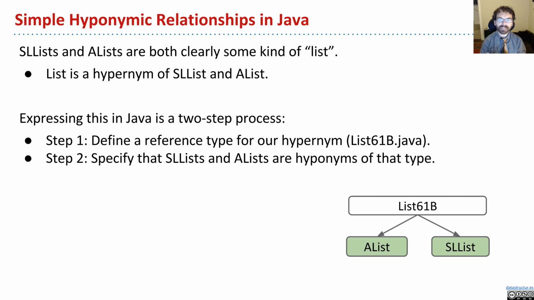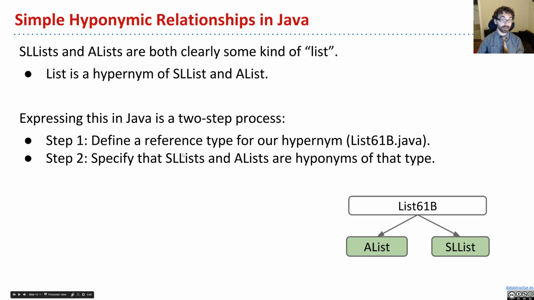Turns out that Java has the ability to capture these relationships in a formal way between classes. Just like you and I know that an SLList and an ALList are some kind of list, there is a way to actually say that in Java. So how do we do that? Well, it's a two-step process. The first part is to define a reference type for our hypernym.